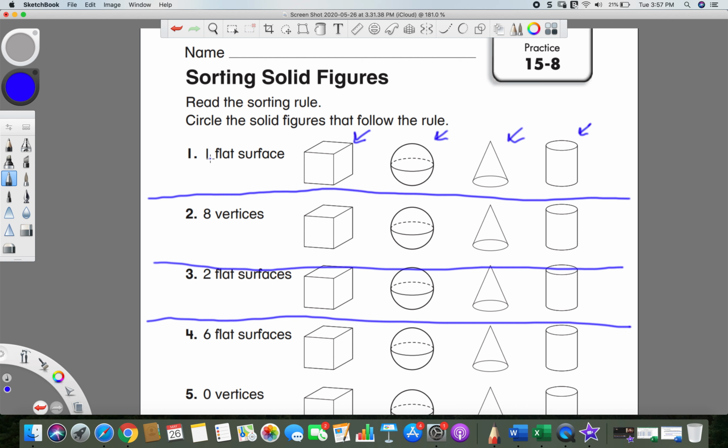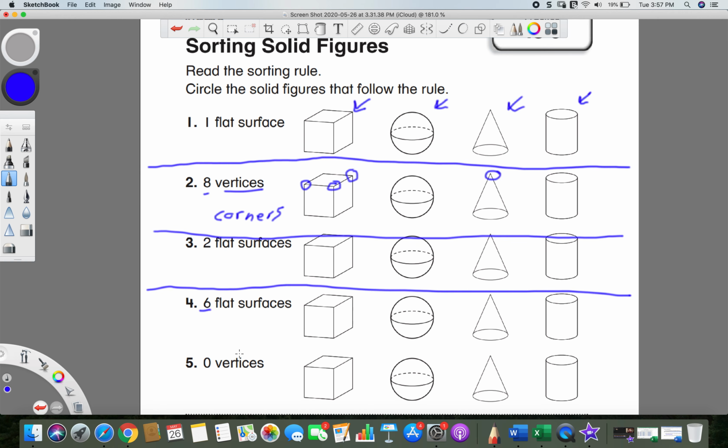So number 1 is one flat surface. What shape just has one flat surface? Number 2, what shape has 8 vertices? Now remember, vertices are corners, which could be like that, or like these pointy parts of a shape, okay? So what shape has 8 corners? Number 3, what shape has 2 flat surfaces? Which one of these shapes has 2 flat surfaces? Number 4, what shape has 6 flat surfaces?